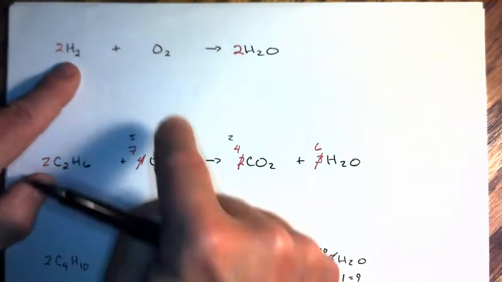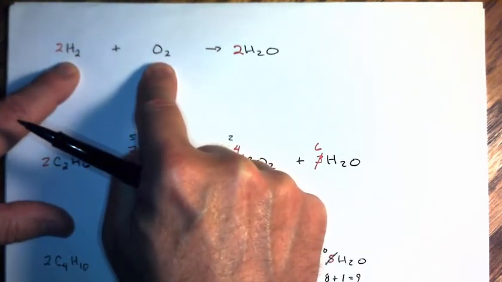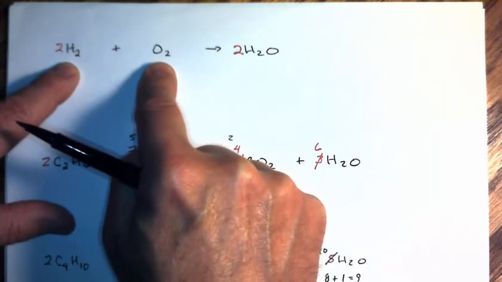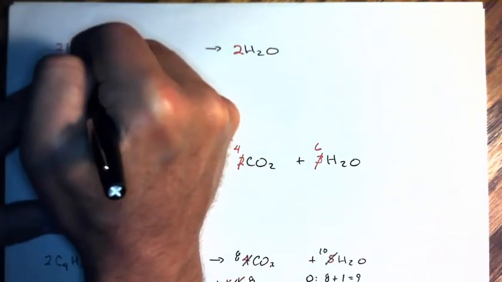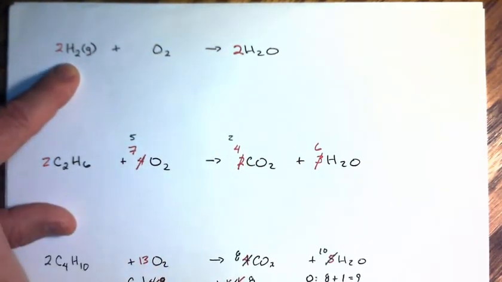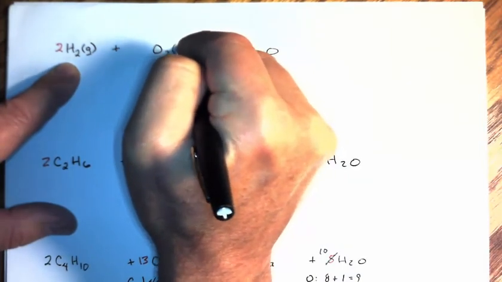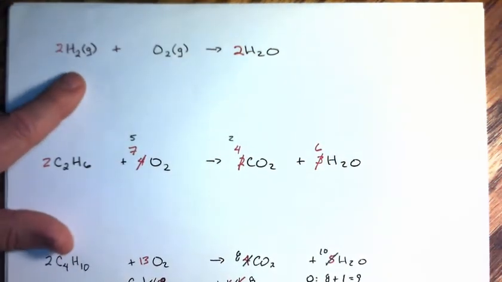One thing is that hydrogen and oxygen under normal conditions are gases. And when we do equations here, we need to list their physical state. So this is a gas. I'm going to put G in parentheses. And this is a gas, so I'll put G in parentheses. Okay?